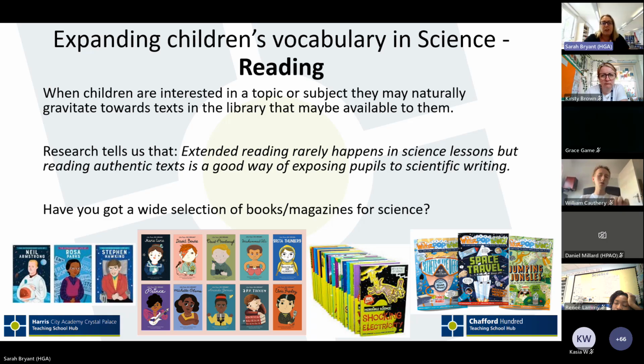How can we expand children's vocabulary in science? We can think about reading. So when children are interested in a topic or subject, they naturally gravitate towards texts in the library that may be available to them.